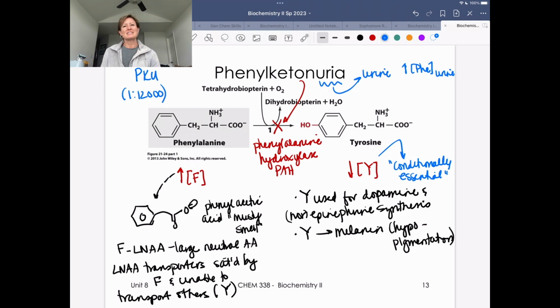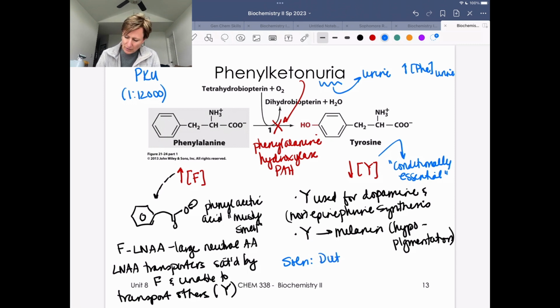So with all of our diseases, it's always nice if we try to think about, well, this is what happens. This is the consequence. This is what we're going to see in terms of symptomology. But how do we treat this? So the solution here, as with many of these, is really dietary in origin.